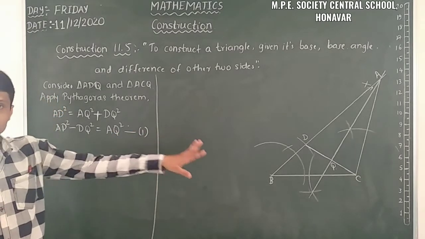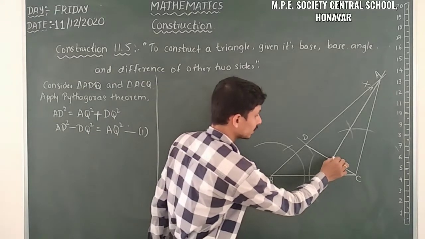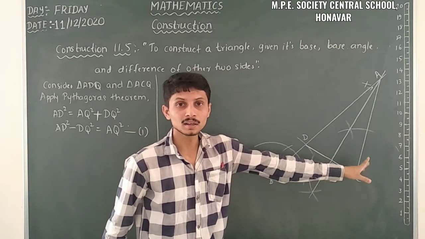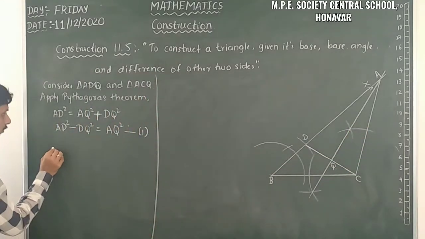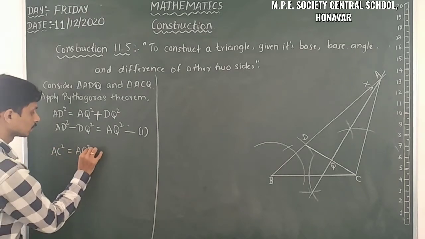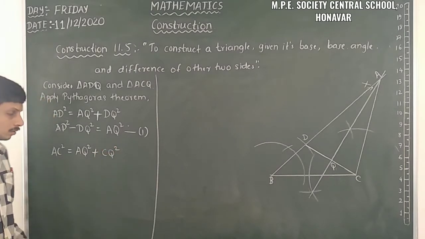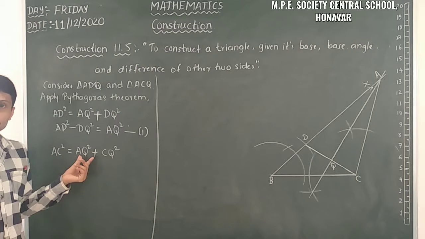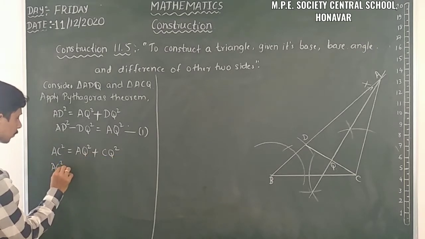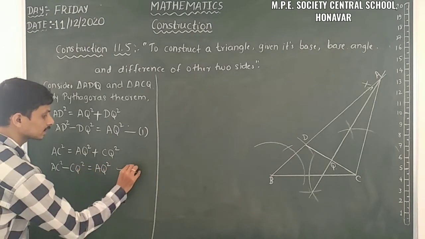Let us move on to the next triangle. We have to apply the same Pythagoras theorem there. Here this one is the right angle, so the side opposite to the right angle is the hypotenuse. That is AC square equal to AQ square plus CQ square. Since AQ square is common, we transpose CQ square to the LHS. It becomes AC square minus CQ square is equal to AQ square. I will take this as equation number 2.